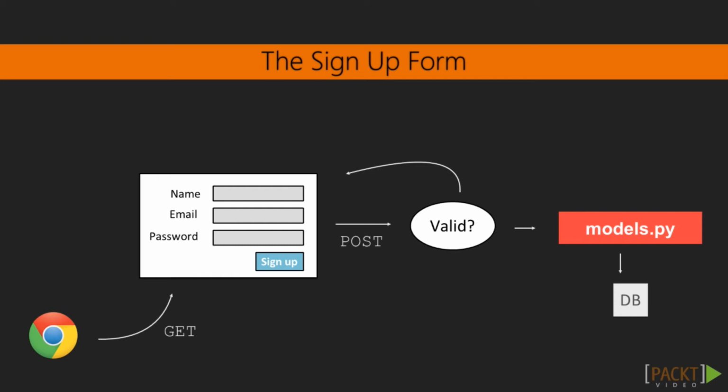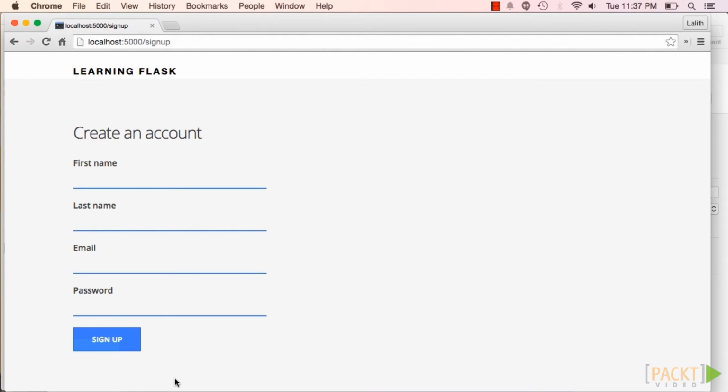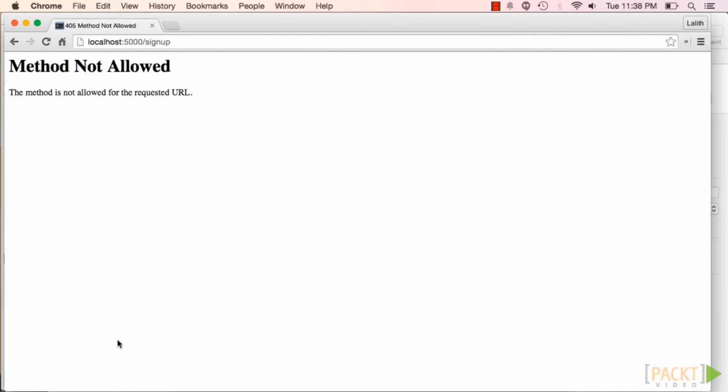Signup.html generated the signup form's HTML markup, and that rendered HTML was sent back to routes.py. Routes.py then sent that rendered HTML back to the browser so that we see the signup page load. And the signup form looks pretty good, except for one problem. When we click that sign up button, we get an error that says Method Not Allowed. So what's going on here?